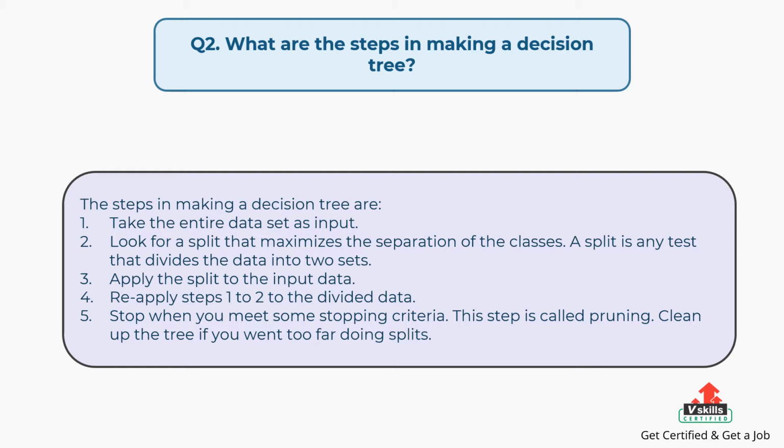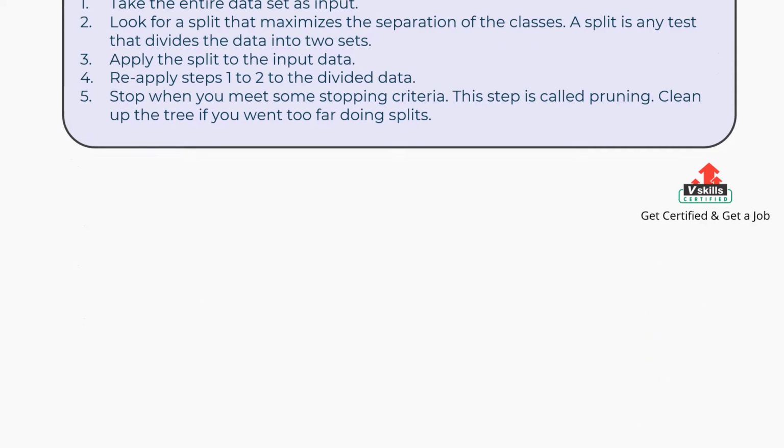Then, reapply steps 1 to 2 to the divided data. Lastly, stop when you meet some stopping criteria. This step is called pruning. Clean up the tree if you went too far doing splits.